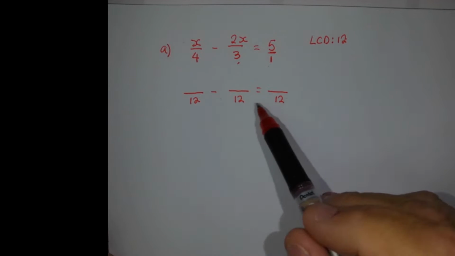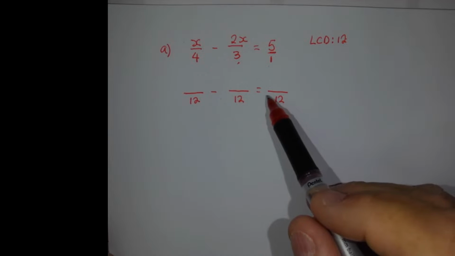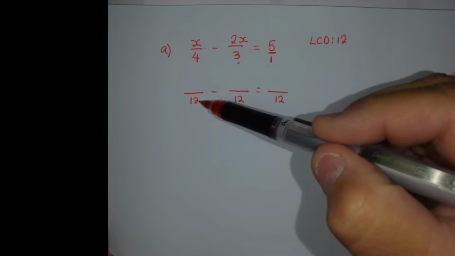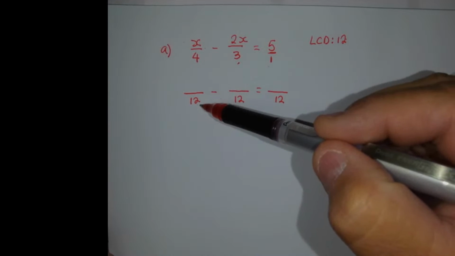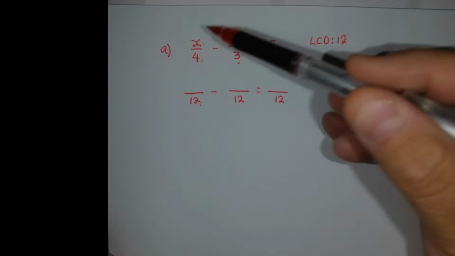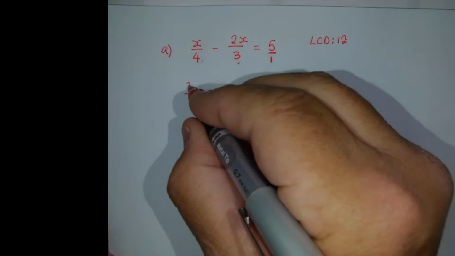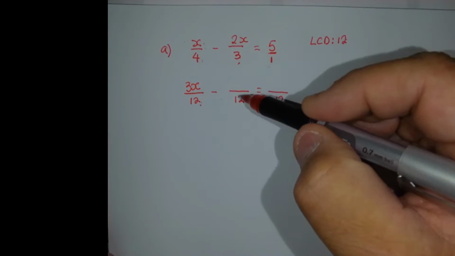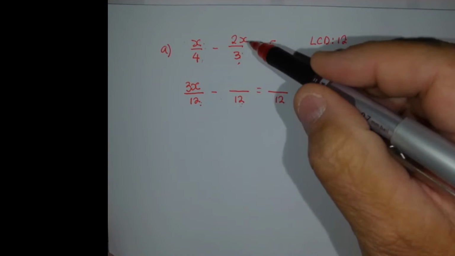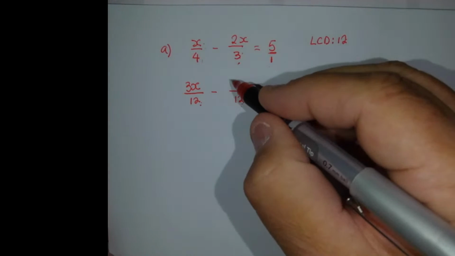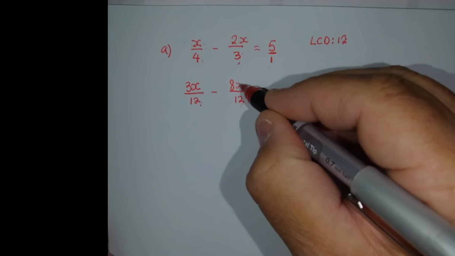Now, in order to achieve that, how did I get a denominator of 12 from 4? I had to multiply by 3. So what I've done to the denominator, I will have to do to the numerator. So my numerator will be 3 times x. In the same way here, to get from 3 to 12, I had to multiply by 4. That means I will have to multiply my numerator also by 4. And 2x times 4 will be 8x.